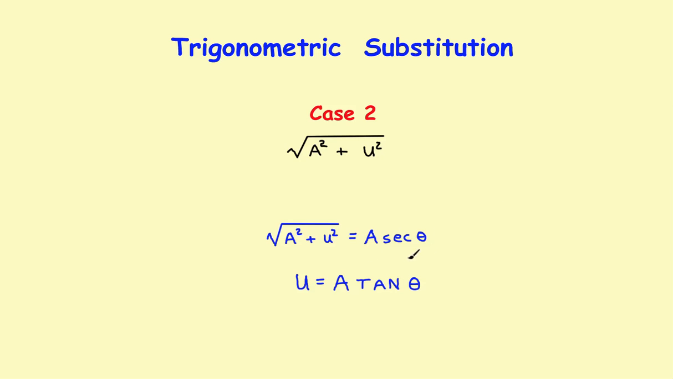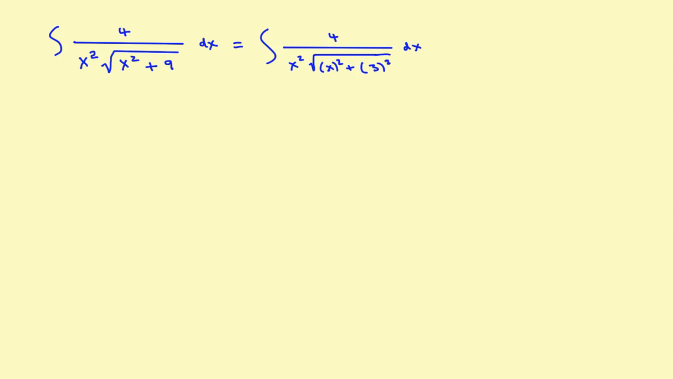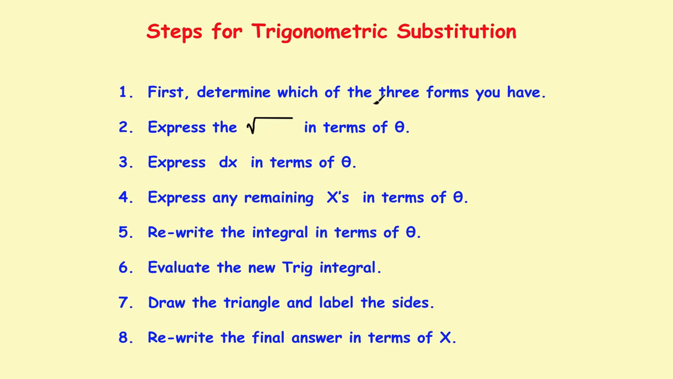So the only 2 formulas that you're going to need to solve this are: the square root is equal to a times the secant, and u is equal to a times the tangent. So we just need to remember those 2 rules for this problem. So back to the problem. Now I think we'll go ahead and put those rules up in the corner of the page here. Again, the square root will be a times the secant of theta, and u will be equal to a times the tangent. Now let's go back to the steps. The first thing is to determine which of the 3 forms we had, and we've done that.